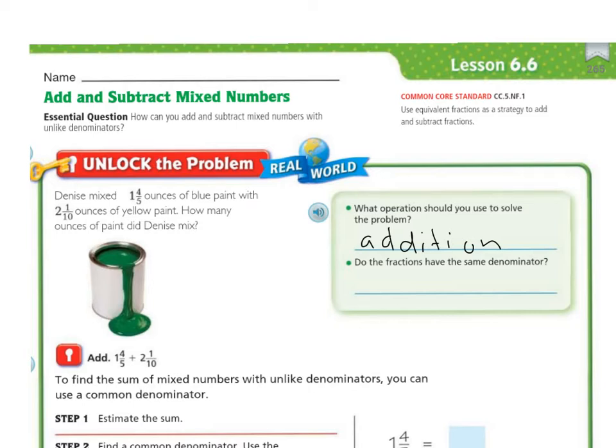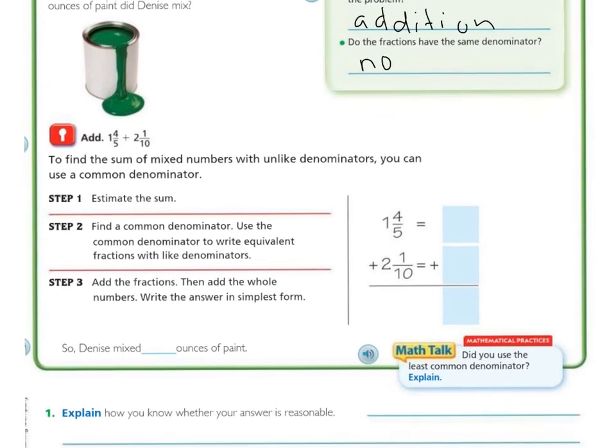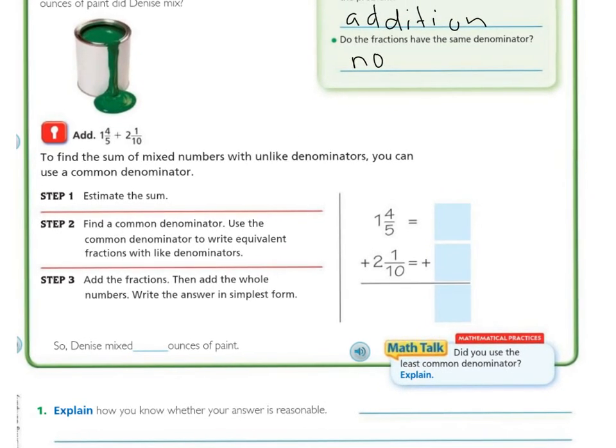Next, it asks, do the fractions have the same denominators? Let's look and see. There's a 5 on the bottom of this one and a 10 on the bottom of this one. So no, they do not have the same denominators. I can't add them until they have the same denominators. In order to find the sum of mixed numbers with unlike denominators, you can use a common denominator.